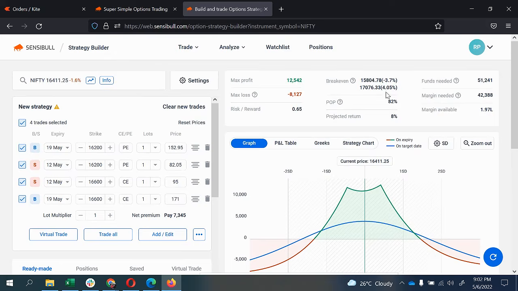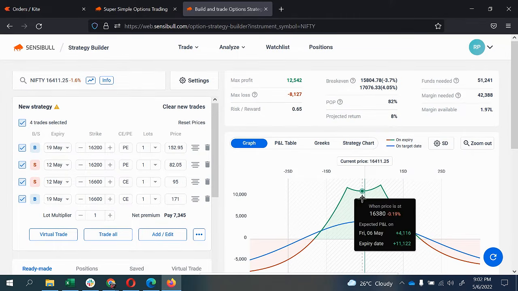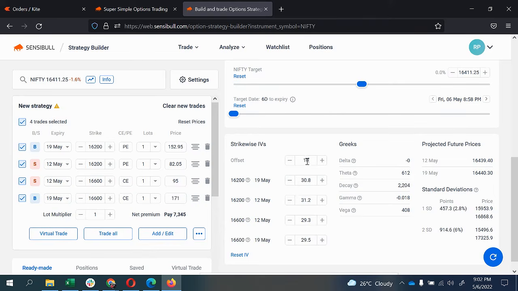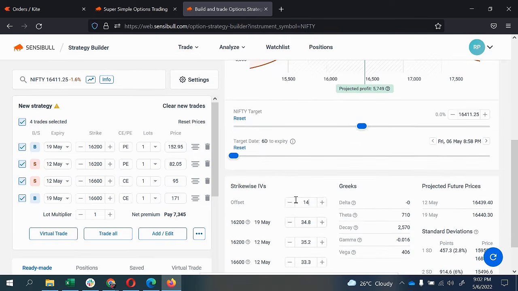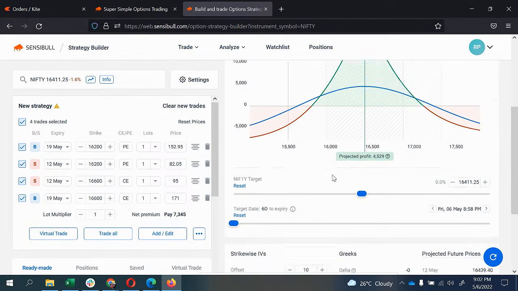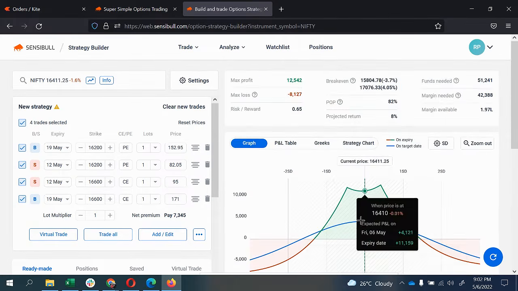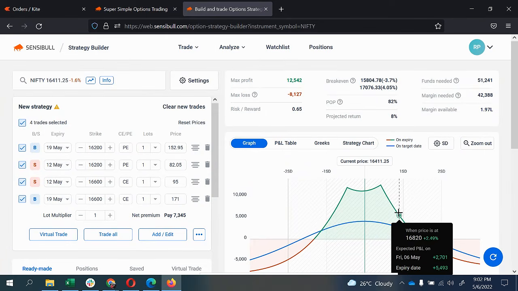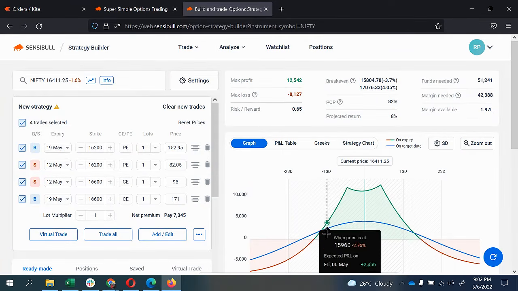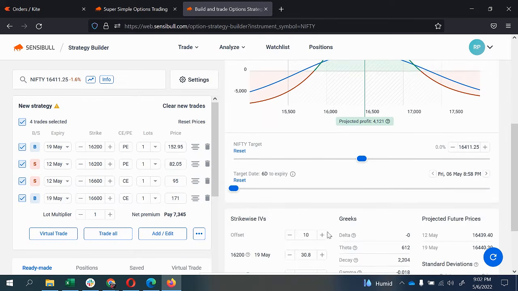And check the range. Initially it was 2%. Check the range, it has increased to 3.7%. This has doubled. We haven't done anything, the market stands where it is, but just with the increasing VIX of 10%, your profit has increased, your range has increased, and the trade has completely become green. This is the beauty of the rising VIX.